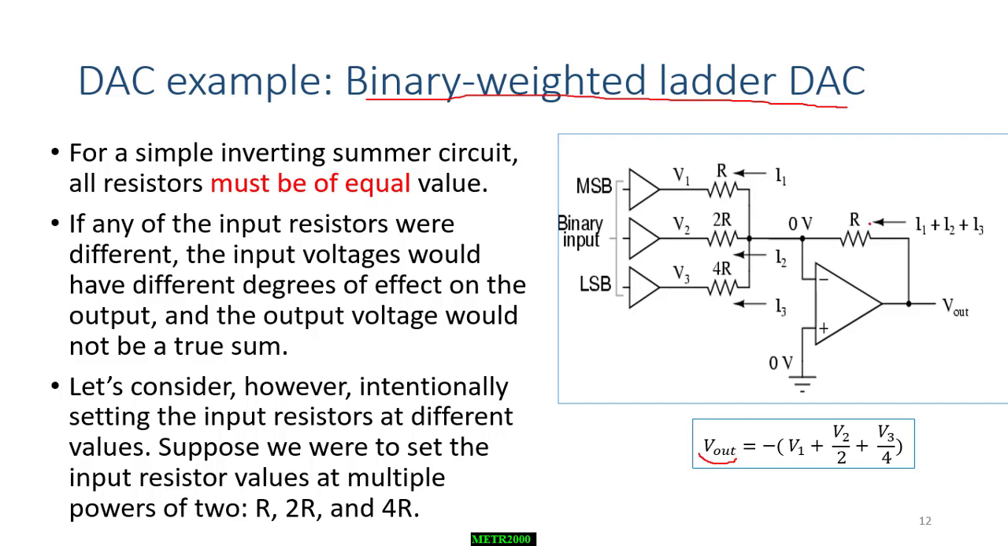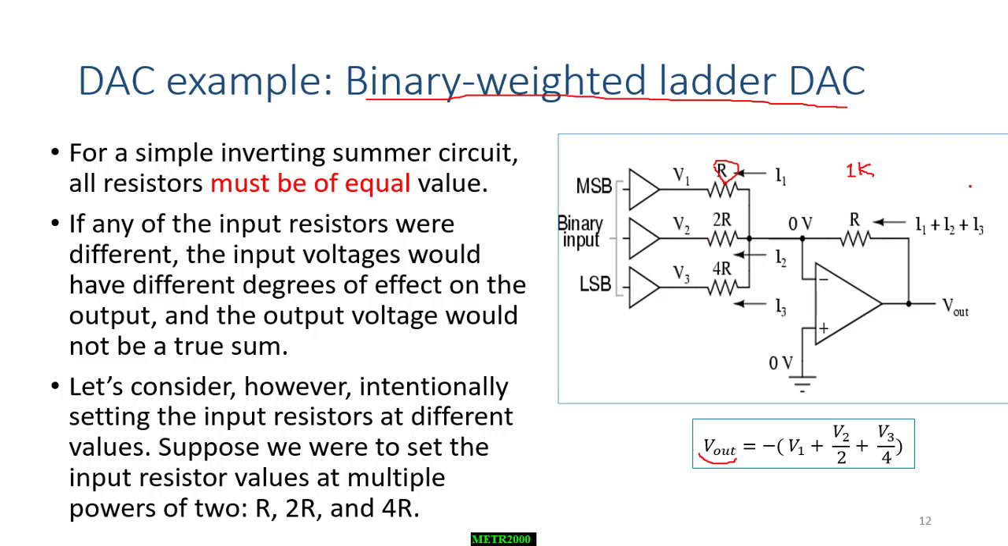Now the problem with this circuit is the value of R. Let's say R is 1 kilo ohm. So this resistor will also be 1 kilo ohm. This one will be 500, this one will be 250, the next will be 125, the next will be 62.5, the next will be 31.125, and so on. As you increase the number of bits, the resistor values become difficult to find.